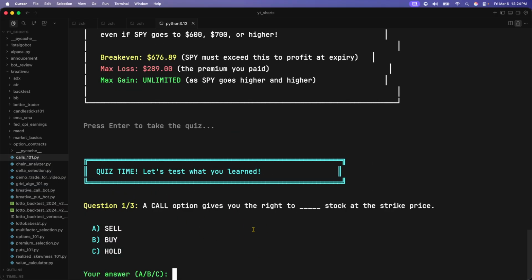So a call contract gives us the what? The right to sell? I don't think so. Is it buy? I think that sounds familiar. Or is it hold a stock at a strike price? So it is going to be buy.